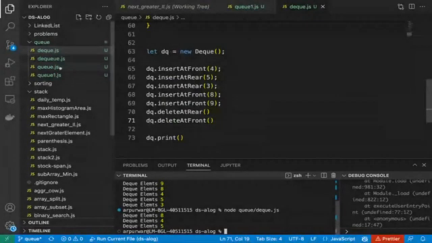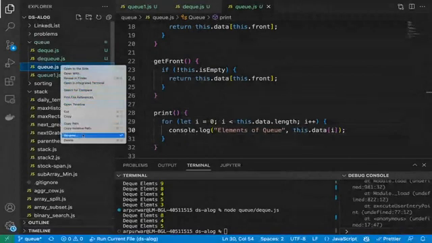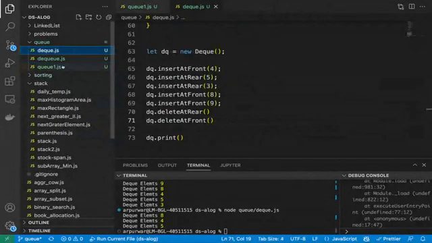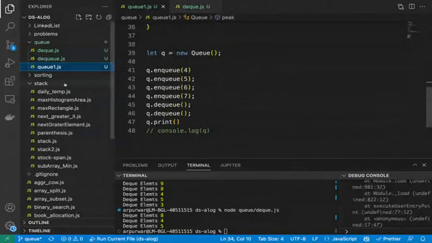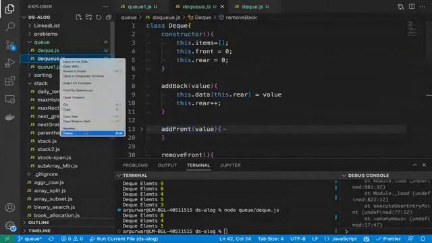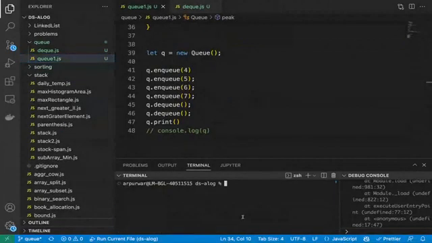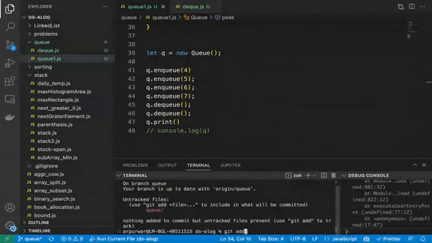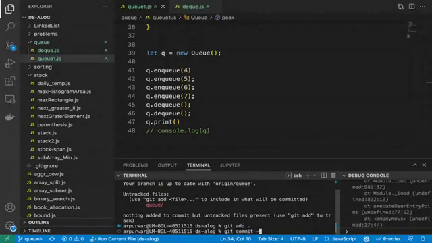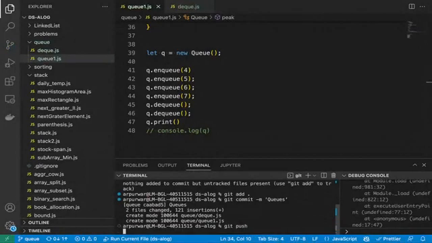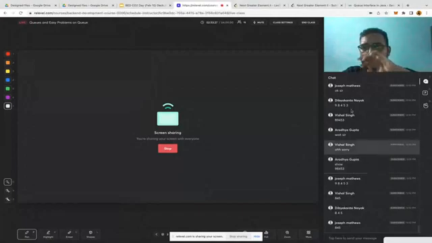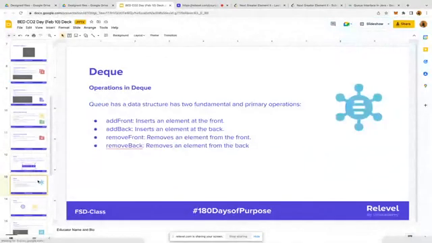Okay, so that's all, guys, about this also. Let me delete the older one. DQ was the older one. Let me first commit the changes: git st, git add, git commit -m, queues, git push. Yeah, so now it will be available in there also. So I think that's all from this slide.